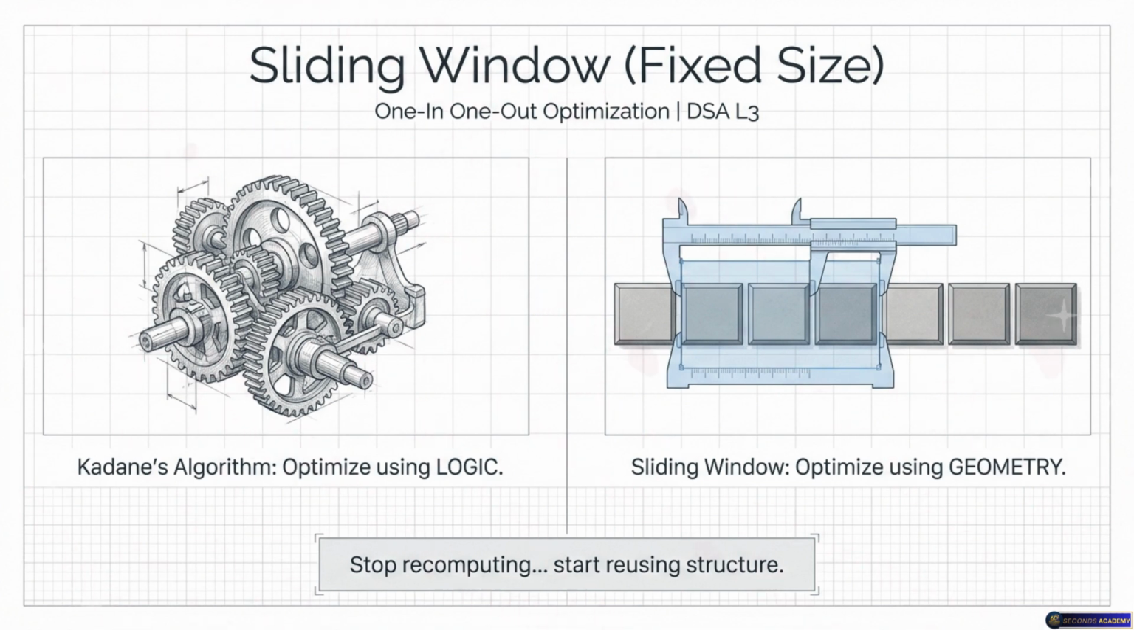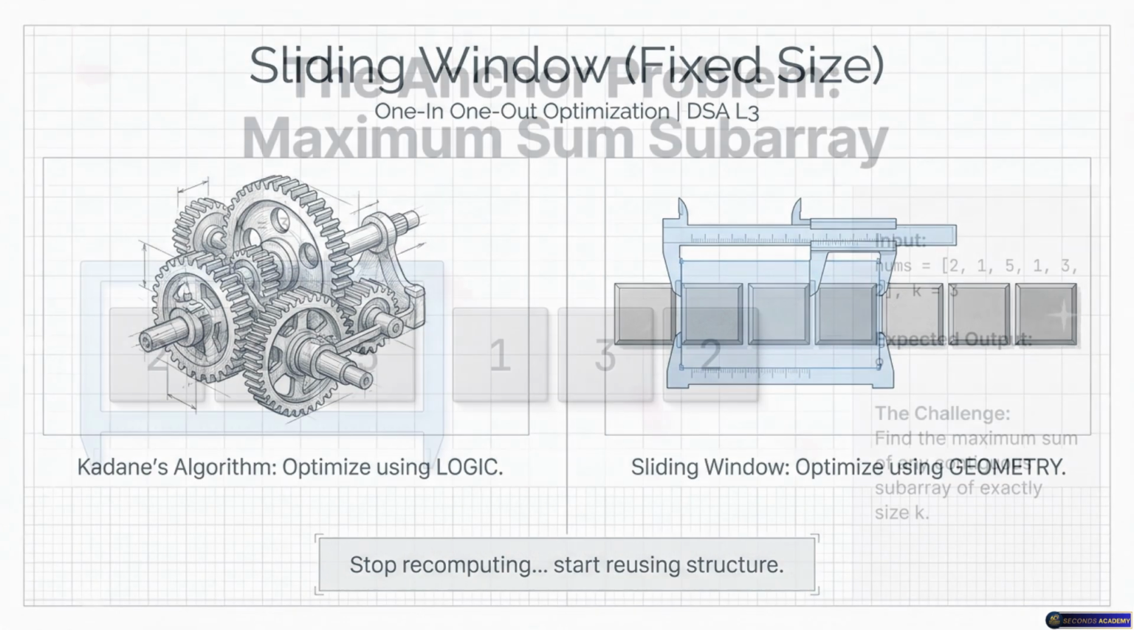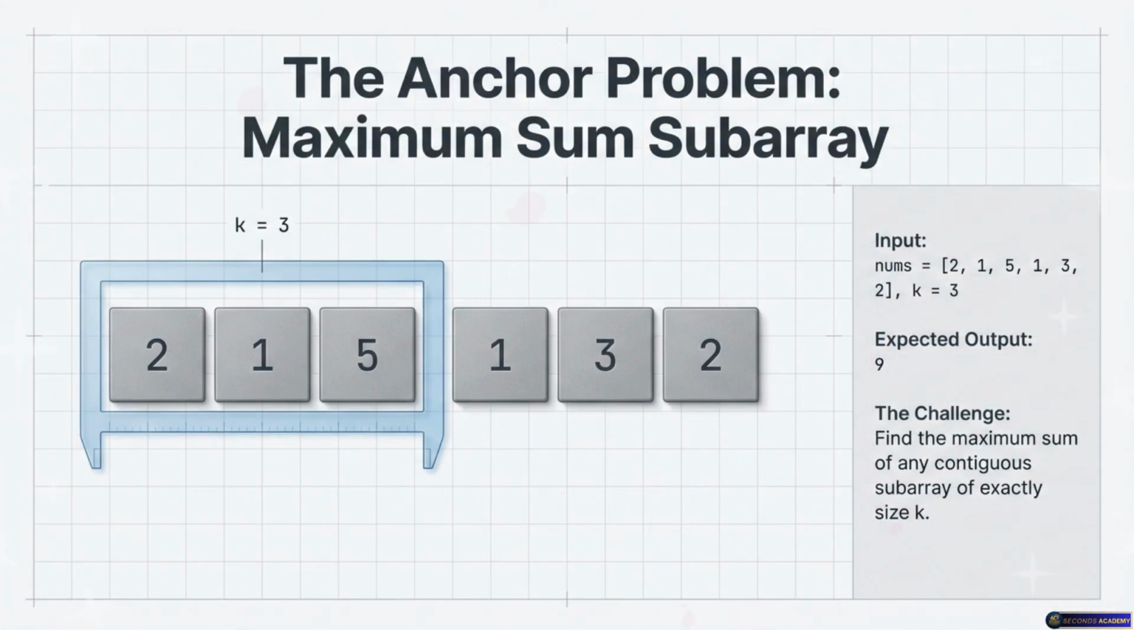So let's ground this right away. Right, let's use our anchor problem for today. Finding the maximum sum subarray of size k. Imagine you're handed an array of numbers representing sequential data points, like 2, 1, 5, 1, 3, 2. Okay, got it. Exactly. And you're given a window size, let's say k equals 3. Your goal is to find the contiguous subarray of exactly 3 elements that gives you the highest possible sum. For this specific array, the expected output is 9.